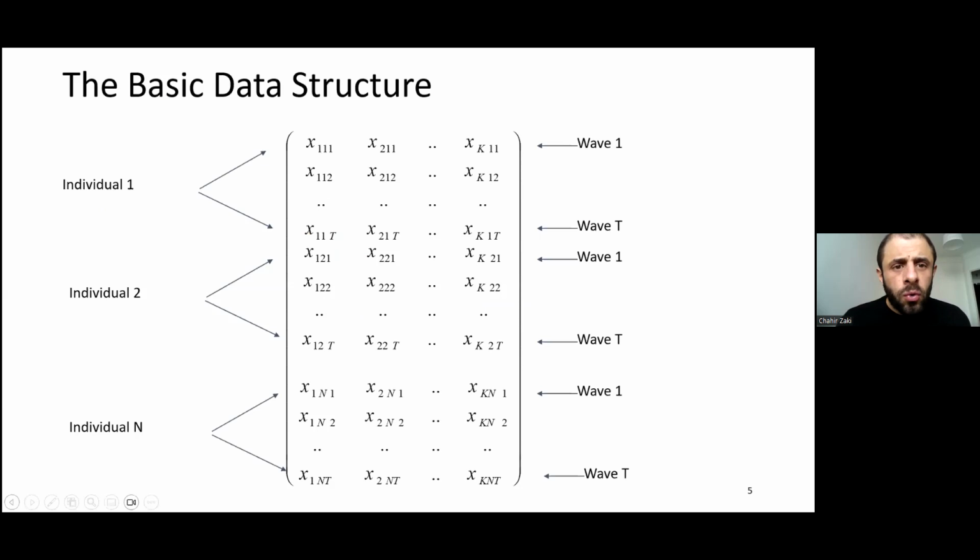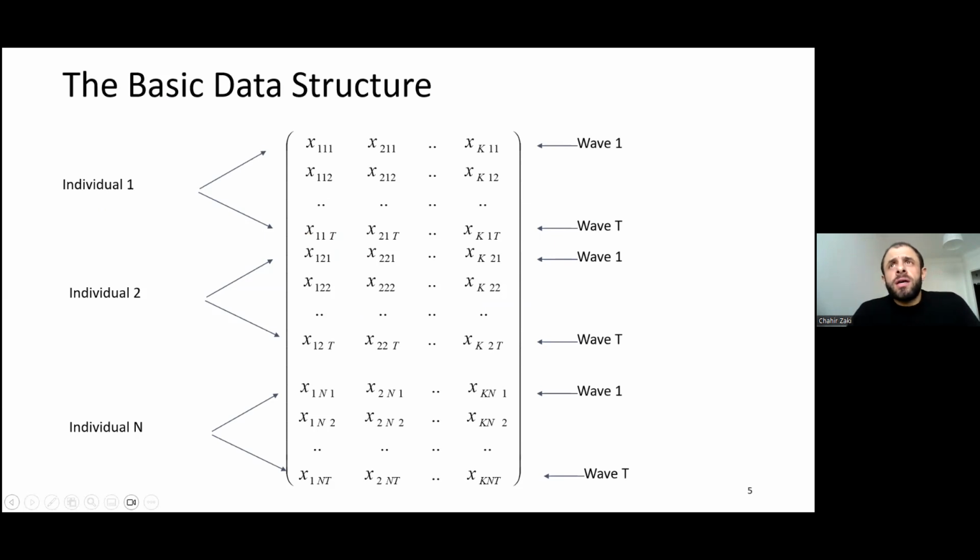Okay. So the basic structure of the panel data, as you might know, is that we have different individuals, and for each individual, we observe all the characteristics for the same individuals over time or over different surveys. And this is very important to bear in mind.